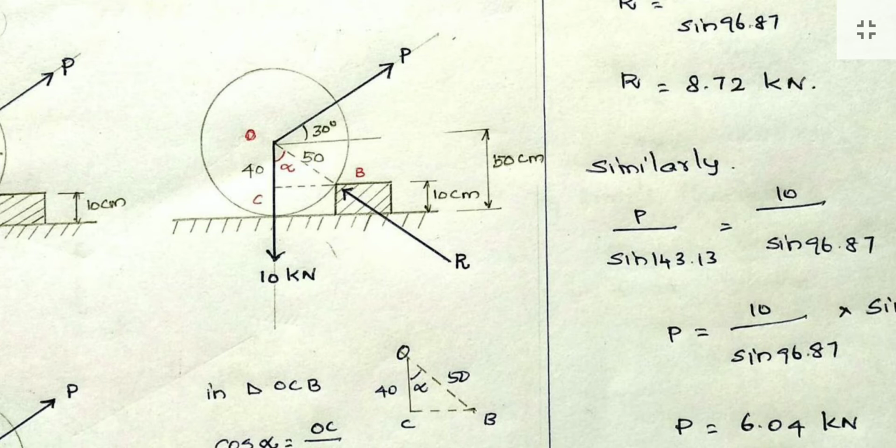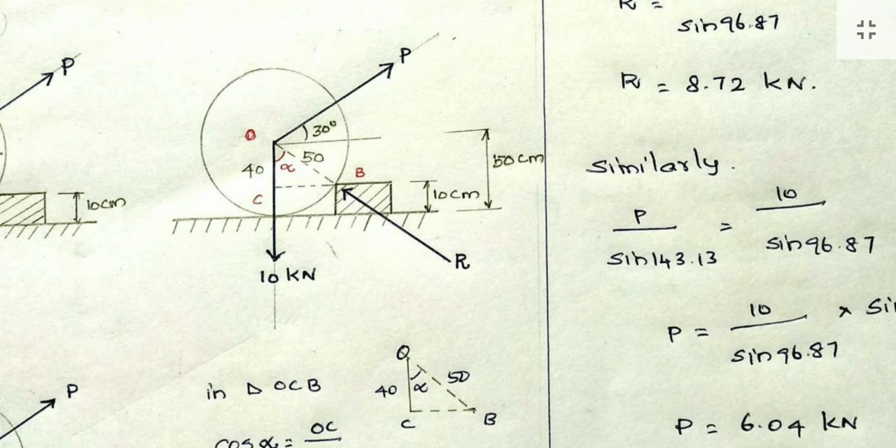Then we can find the value of OC easily. How we can find it? The total radius is 50 centimeter, right? Then the height of the obstacle is 10. So the remaining distance will be the value of OC. So now the distance, 50 minus 10, is equal to 40. So this is the value of OC.